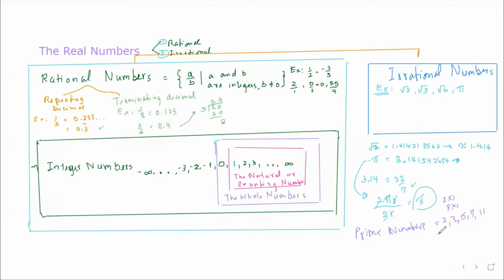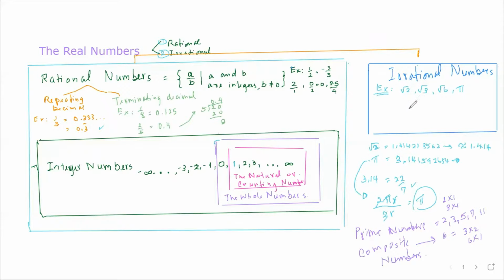Okay, so how about the number 6? 6 is not a prime number. 6 is a composite number because 6 can be factored as 2 times 3, or 6 times 1. So this one is called a composite number. Most prime numbers are going to be irrational, like square roots of this form.